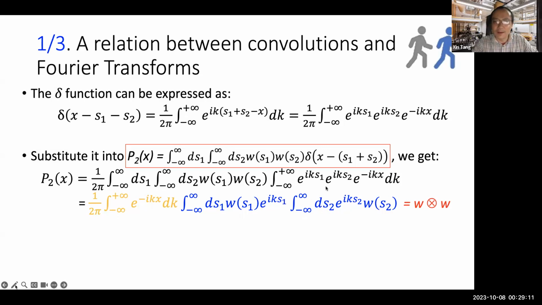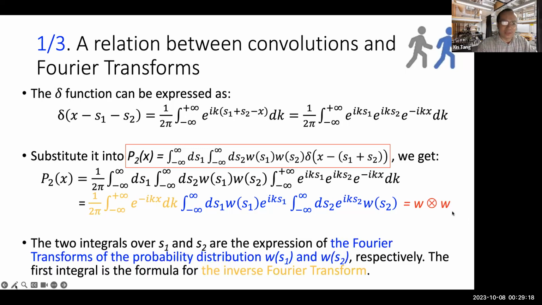Okay, and then as we said, this P2 equals the convolution of 2 terms, right? So what does this mean? This means the convolution of 2 functions equals the inverse Fourier transform of the Fourier transform of each, multiplied together. Okay, this tells us an interesting thing.